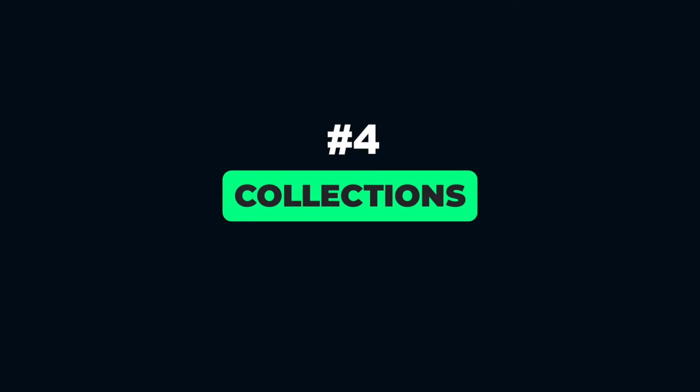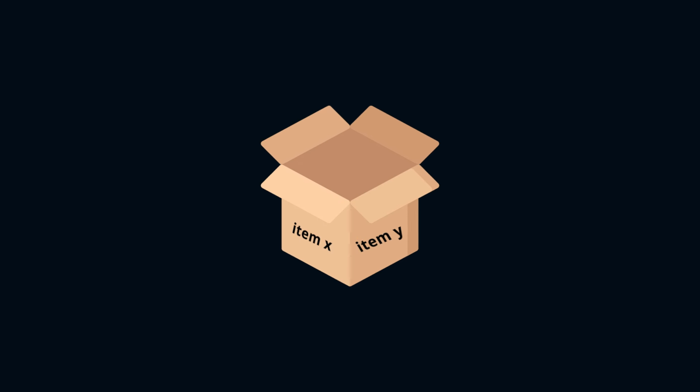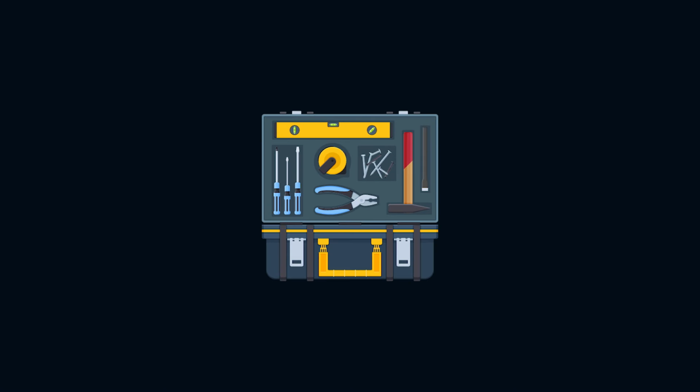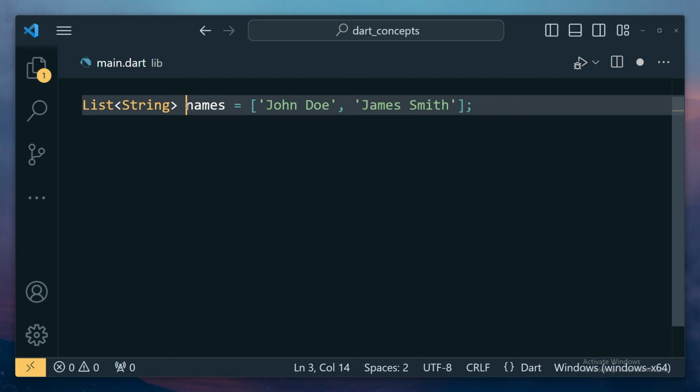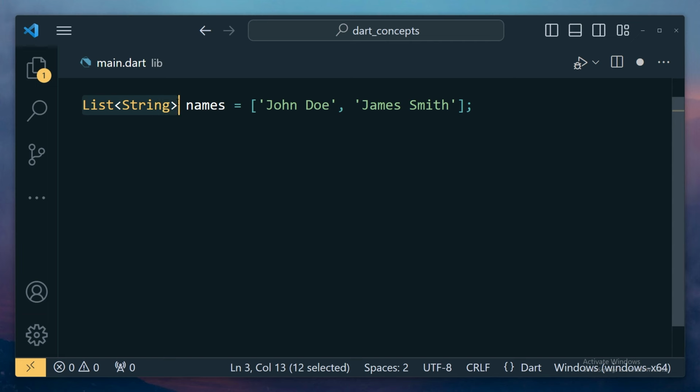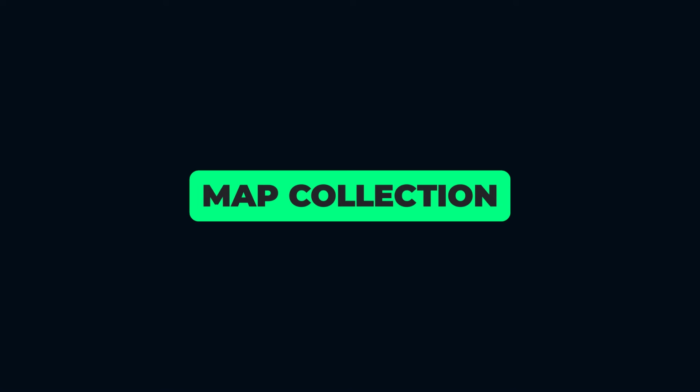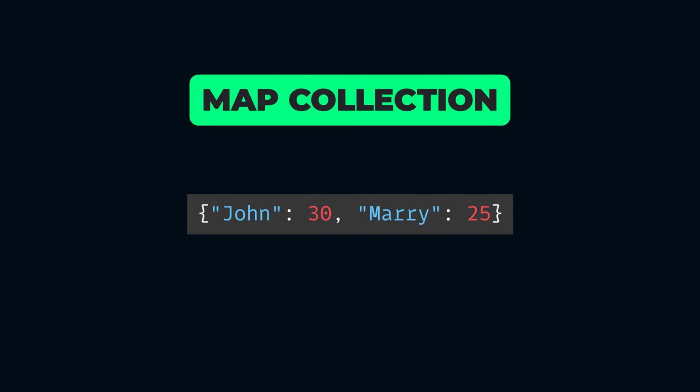As we venture deeper into Dart, we cannot overlook collections. Think of them as containers that can hold different things, like a toolbox with compartments for different tools. Collections such as lists, sets, and maps are essential tools for managing and organizing data. For example, here this names variable is a collection of names, and that's why we have marked the type as list of strings. Another collection we have is the map collection, which stores key value pairs.